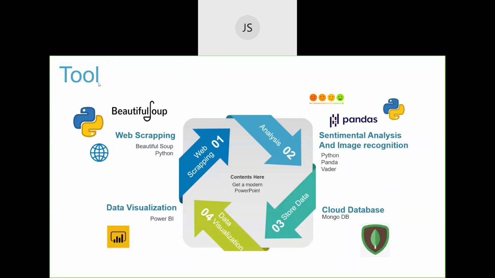And these are the tools we used for our project. For web scraping, we used Beautiful Soup and Python. And for the analysis, we used Python, Pandas, and VADER for sentiment analysis. And for storing data to the cloud database, we used MongoDB. And for data visualization, we used Power BI.